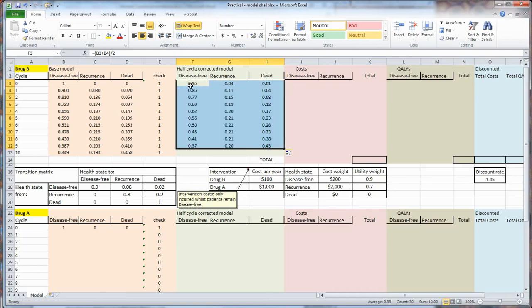over 10 cycles. So here you can see we've got our 10 cycles, and now we've got a half cycle corrected model, which gives us the equivalent proportion of patients who were in each state during each cycle.